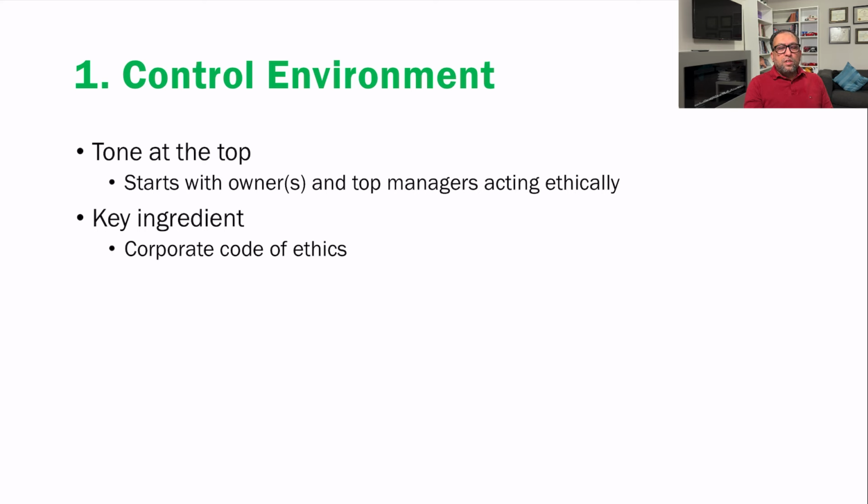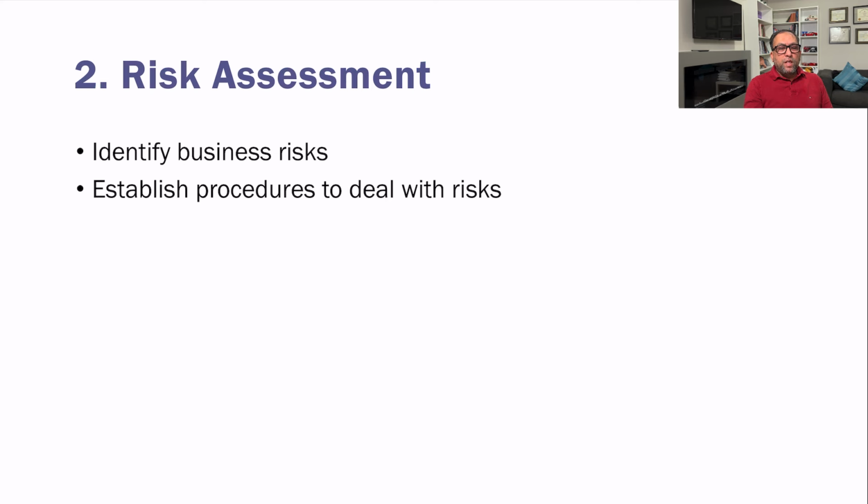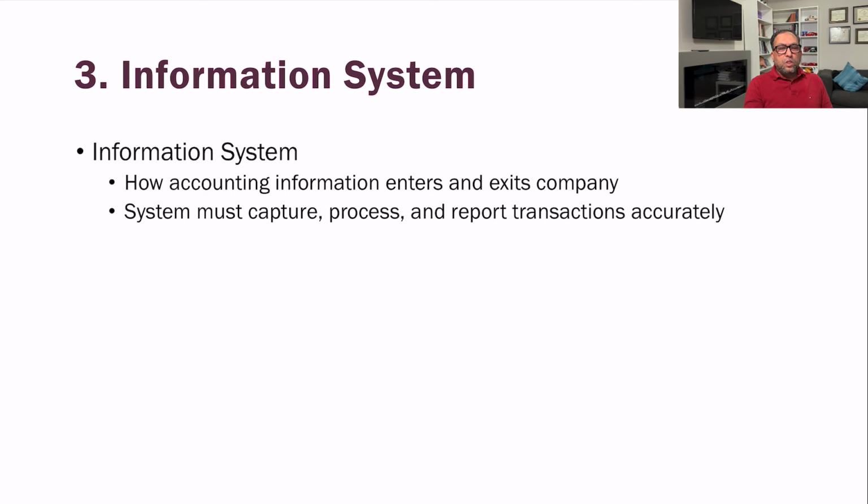Key ingredients: develop a corporate code of ethics, and everyone should know what the code of ethics is for the particular organization in which he or she is working. Identify business risks, and establish procedures to deal with the risks. So these are the ways they can. Information system: how accounting information enters and exits the company. The system must capture, process, and report transactions accurately without any exaggeration or without any undercut.